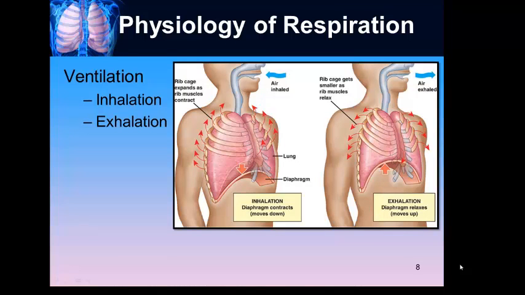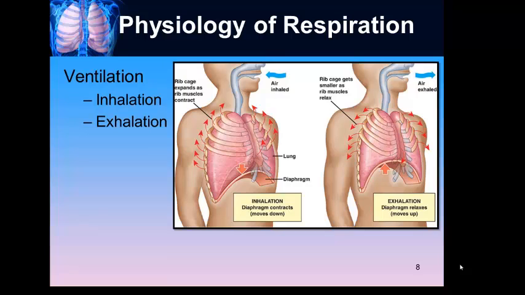Now let's look more closely into the physiology of respiration. We're going to begin with ventilation, which includes both inhalation and exhalation. Inhalation is an active process that occurs due to decreased intrathoracic pressure caused by movement of the diaphragm and intercostal and scalene muscles. By making the intrathoracic cavity larger, pressure is lowered and air moves from the atmosphere through the airways into the lungs.